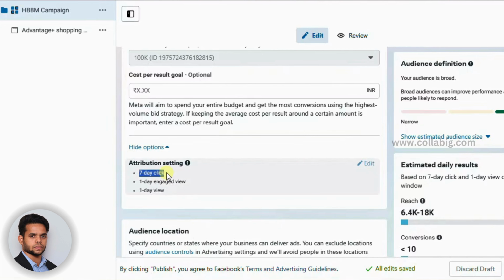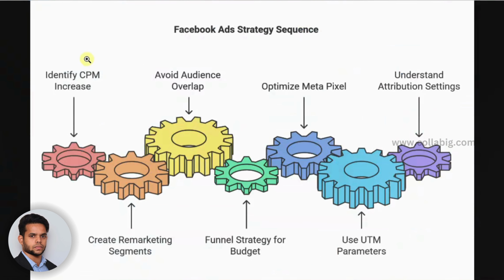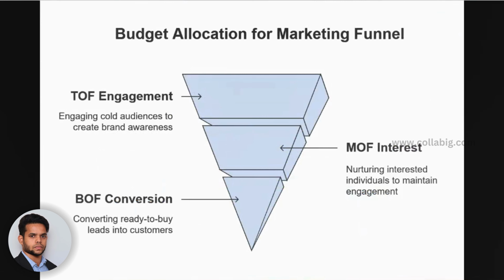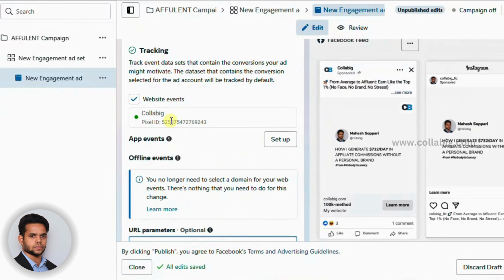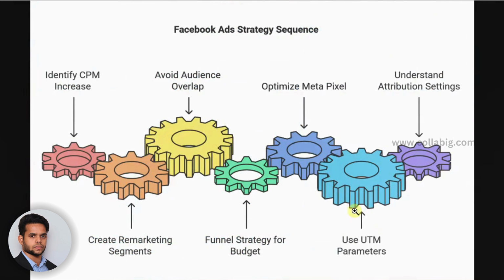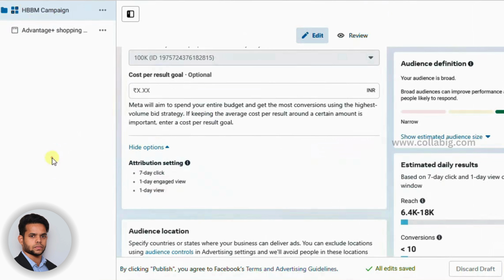All right, so let's recap what we have covered till now. First one is avoid creating very narrow audience groups at the start. Second, build smart remarketing segments based on recent interactions. Third is exclude overlapping audiences to avoid wasted budget. Fourth, allocate 70% of your budget to top of funnel campaigns to increase audience size. Fifth, use pixel optimization to track key events like purchases or leads. Sixth, always include UTM parameters to monitor traffic accurately. Seventh is choose the right attribution settings to match your sales cycle.